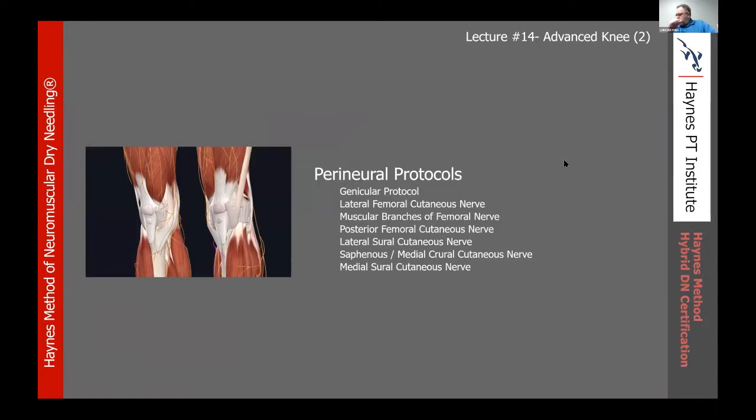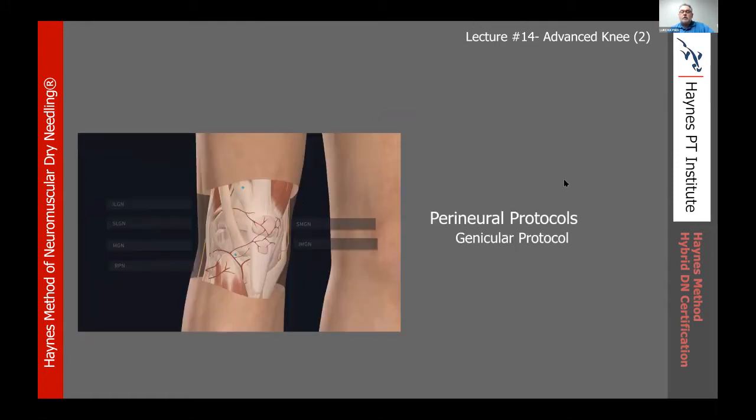So let's start with our perineural protocols. We have a novel genicular protocol that I developed using the anesthesiologist injection points for anesthesia around the knee. So we'll look at that first. Then some of these we'll have already looked at in the hip. We'll look at the lateral femoral cutaneous nerve, the muscular branches of the femoral nerve, the posterior femoral cutaneous nerve, the lateral sural cutaneous nerve, the saphenous nerve and its medial cutaneous nerve, then the medial sural cutaneous nerve. So let's jump straight into the genicular protocol.